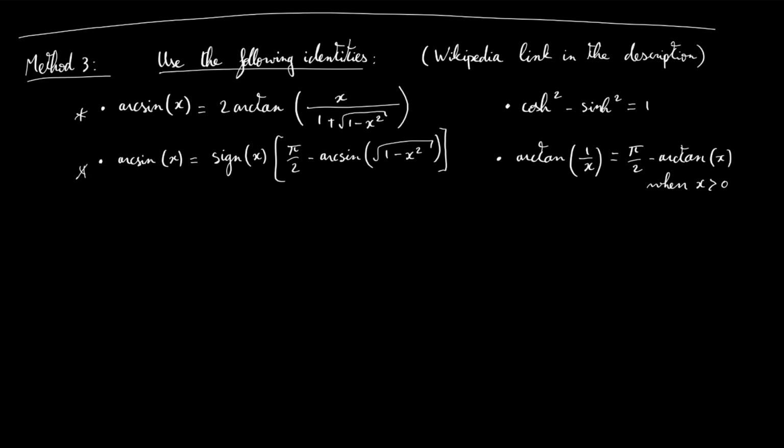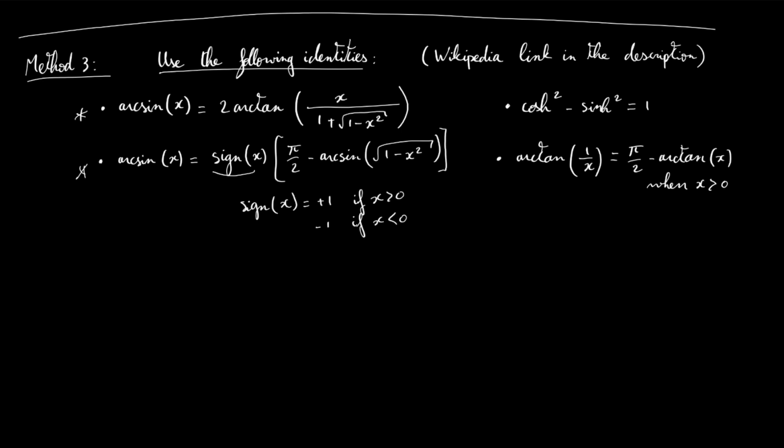The other identity is about expressing arcsine as another formulation of arcsine, and this is equal to the sign of x multiplied by pi over 2 minus the arcsine of the square root of 1 minus x squared. For those that don't know, the sign function of x is simply equal to plus 1 if x is positive and minus 1 if x is negative.